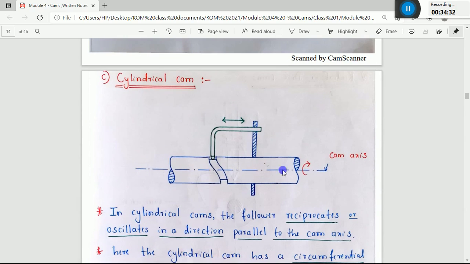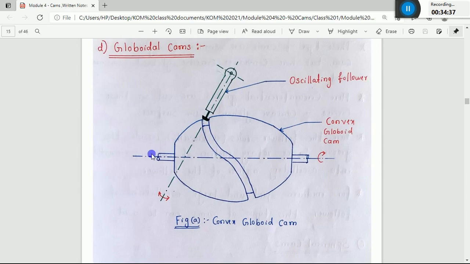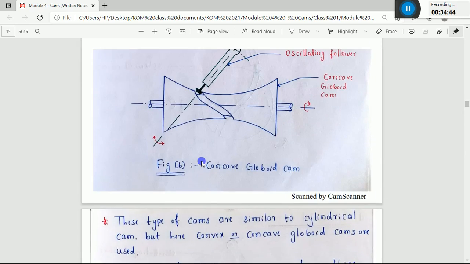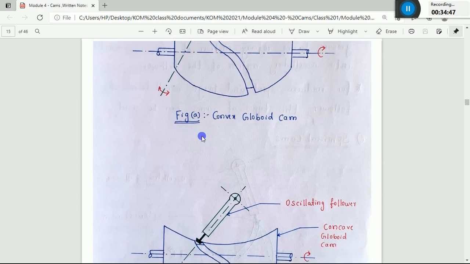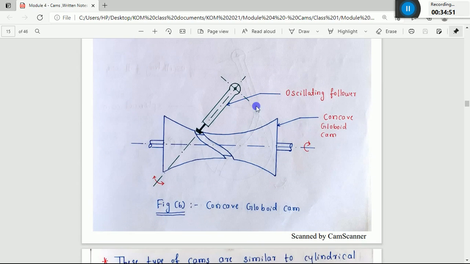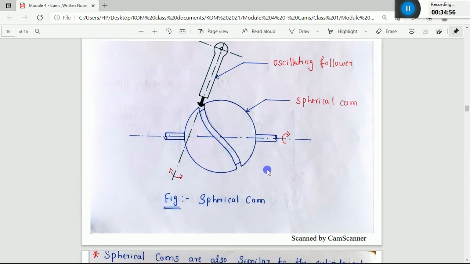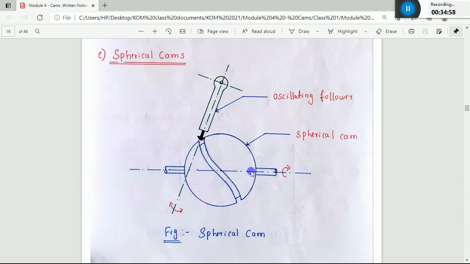You can see the axis of the cam and the axis of the follower are parallel to each other. In this case, they are at some angle. The axis of cam and the axis of the oscillating follower are at some angle. It's also the same thing. This is the convex type globoidal cam, this is the concave type globoidal cam, and this is the spherical type. In all these 3, you can see the axis of camshaft and the axis of this follower are at some angle. They are not perpendicular.